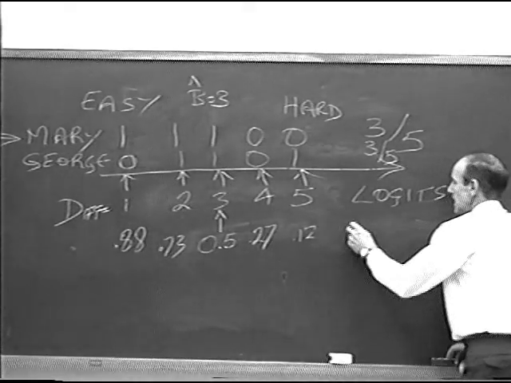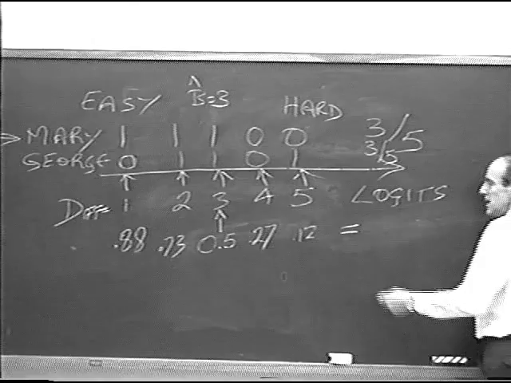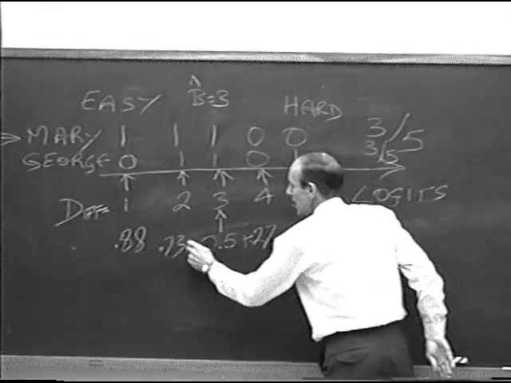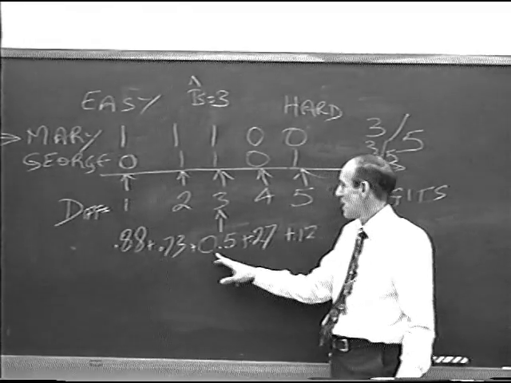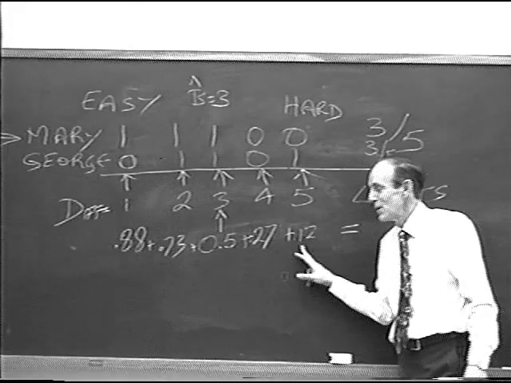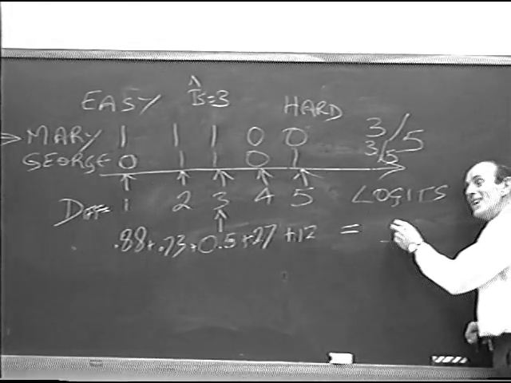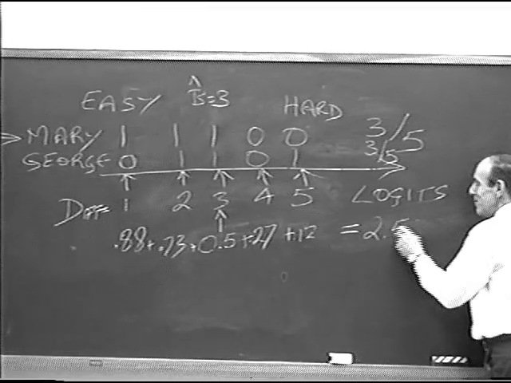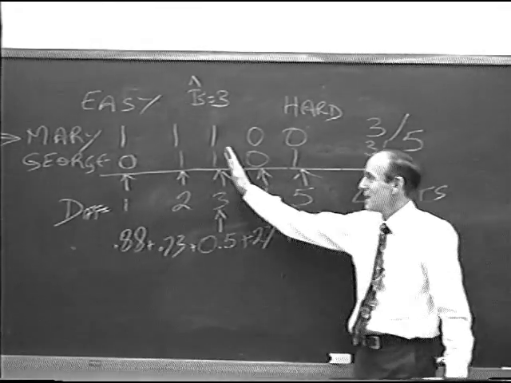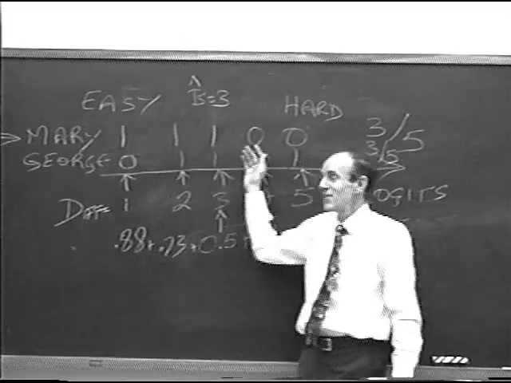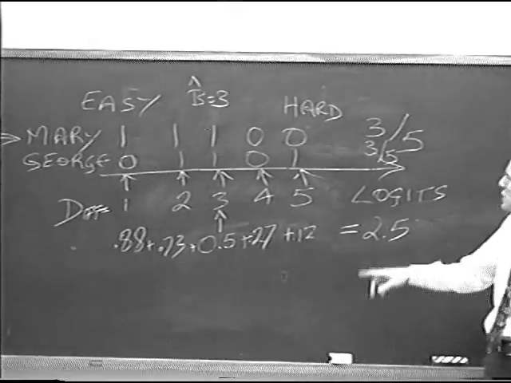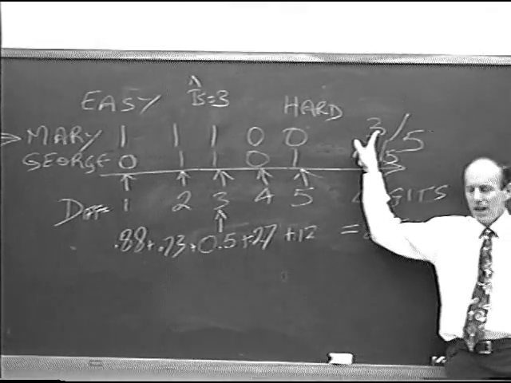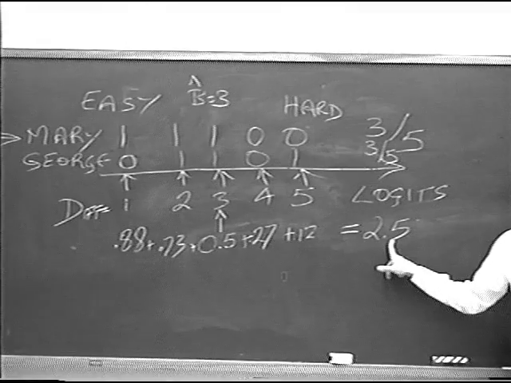we find that her expected success on these items adds up to 0.88 plus 0.73 plus 0.5 plus 2.7 plus 1.2, which had better come out to 2.5. Well, that makes sense, because we expected her to succeed on the low ones, fail on the hard ones, and in the middle it's a toss-up. All right, well, but her actual score is 3. Her current score is 2.5.